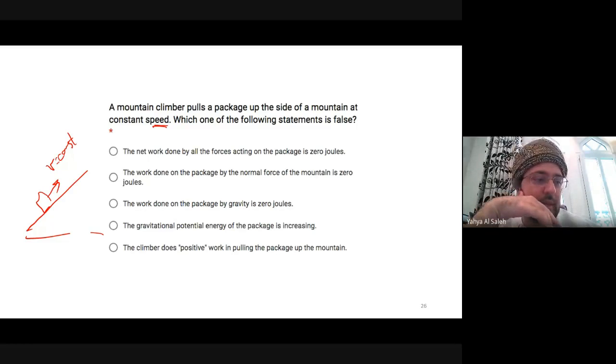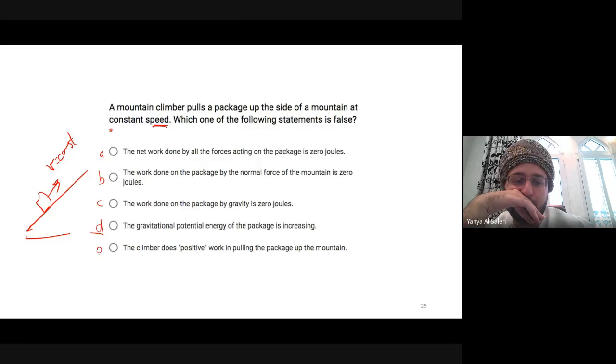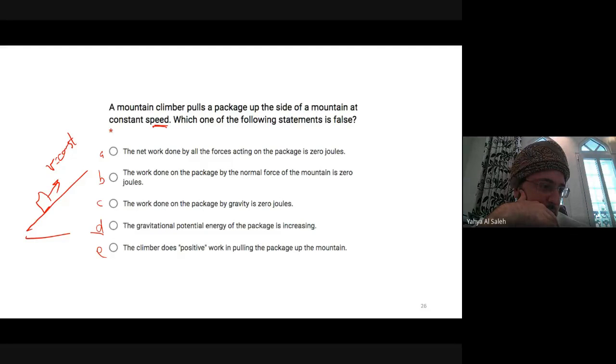I'll give you a minute to think about it. Okay, so most of you are saying D or E. I have a couple of people who are saying C. Okay, let's see.